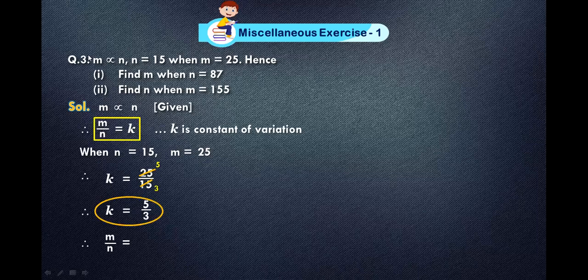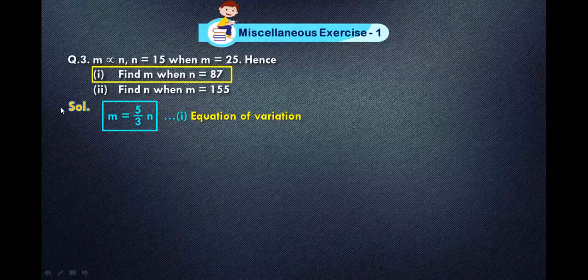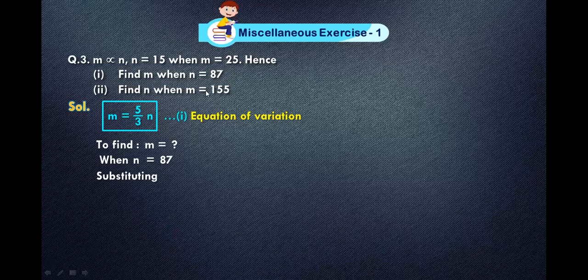So what is the equation of variation we are getting? M is equal to 5 upon 3 n. Equation number 1. All right. So you can start writing. Let us find the value of m when n is 87. So to find m, the value of n is 87. Substitute n equals 87 in equation number 1. So m will be equal to 5 upon 3 into n.